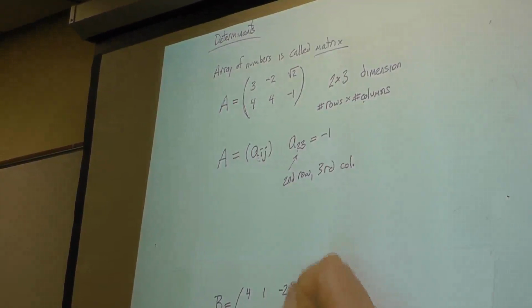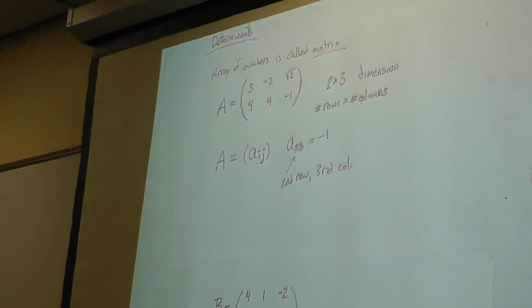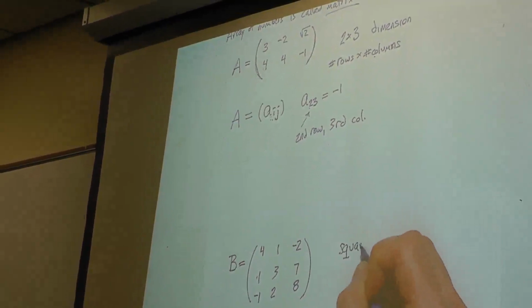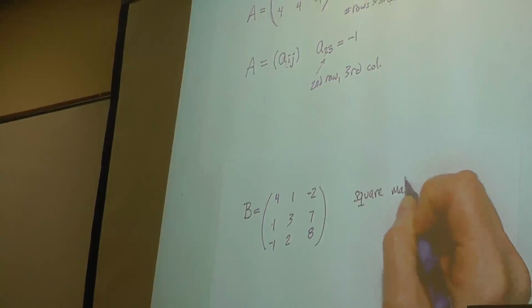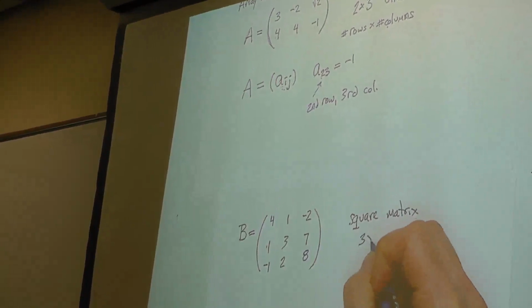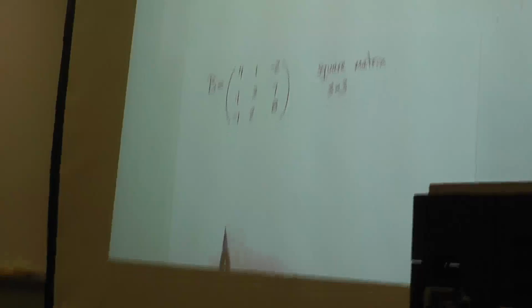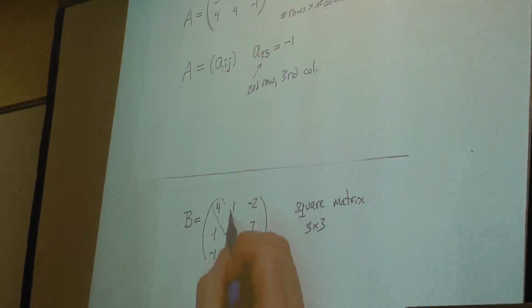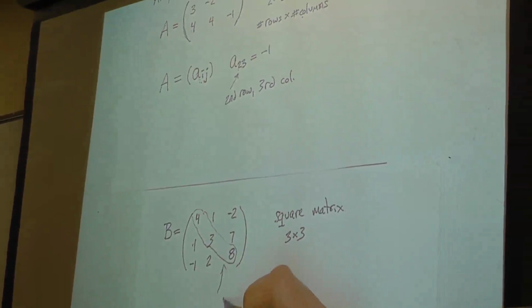You don't have to copy these numbers down exactly, but this is what I would refer to as a square matrix. It's a 3 by 3 matrix. The number of rows matches the number of columns. And these numbers right here, that's the diagonal.